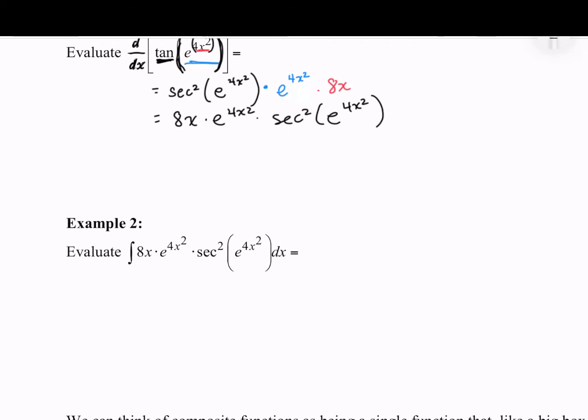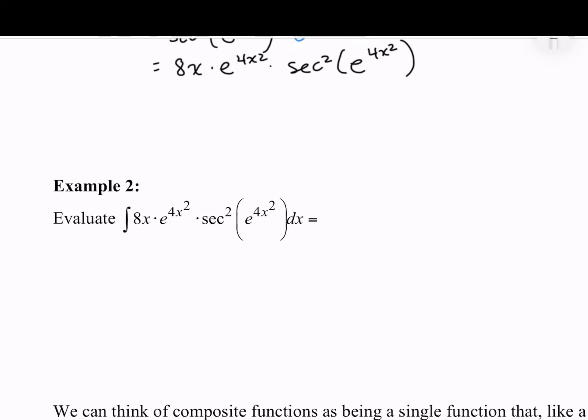So I can still see that I have an outer function. Here's my function on the outside, and then I have a function on the inside. And if you look at what's left over, it is just the derivative on the inside. Okay, so there's my derivative on the inside.